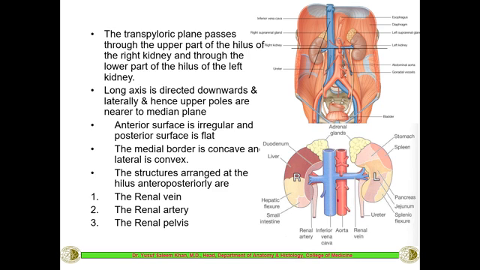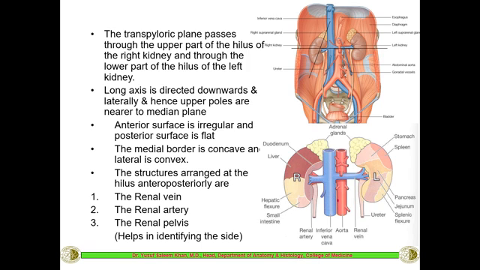The third structure, which is the deepest, posterior structure, will be the renal pelvis. You can see here, this is the renal pelvis, which continues as the ureter. Here also you can see the renal pelvis continuing as the ureter. So this is the most posterior structure. This is the arrangement of the structures at the hilum, and as I said, the arrangement of structures is very important to identify the side of the kidney.